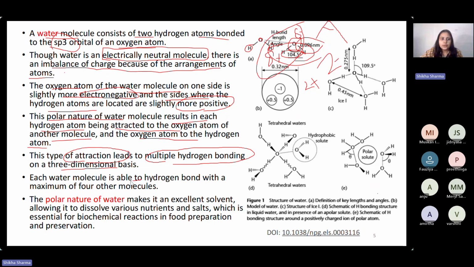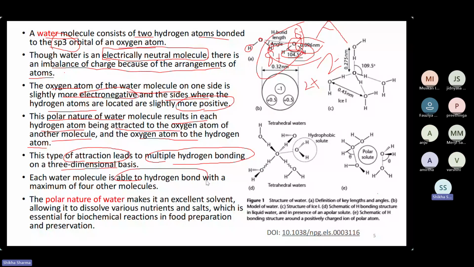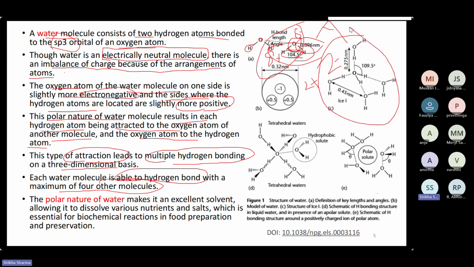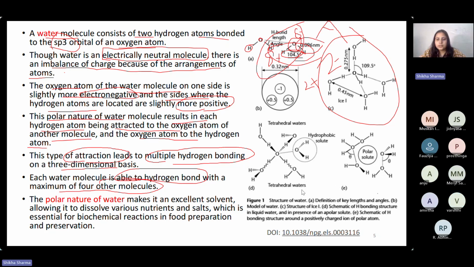Each water molecule is able to form a hydrogen bond with a maximum of 4 other molecules. So basically, the water molecule has a tetrahedral structure, like this. In the figure, it is showing that it has a tetrahedral structure.